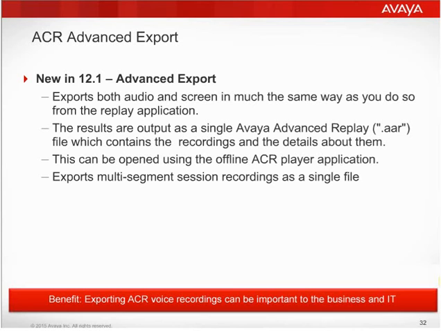New to Release 12.1 is the ACR Advanced Export feature. Users can now select one or multiple recordings through the Search and Replay interface and export both voice and screen recordings. Using this option, recordings are exported as a single Avaya Advanced Replay, or AAR file, containing both recordings and details. AAR files are designed to be used with the new offline ACR player application. Even better, when using the Advanced Export option, multi-segment calls can be played back in a single session.